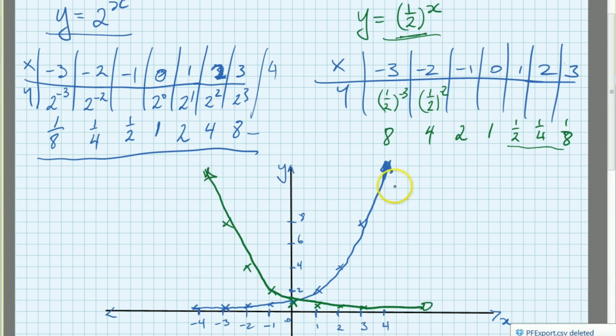So here we have y equals 2 to the power of x, and here we have y equals a half to the power of x.